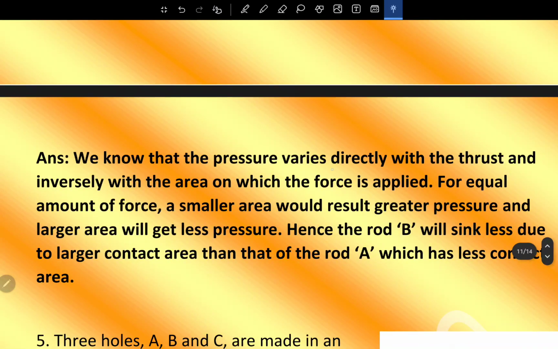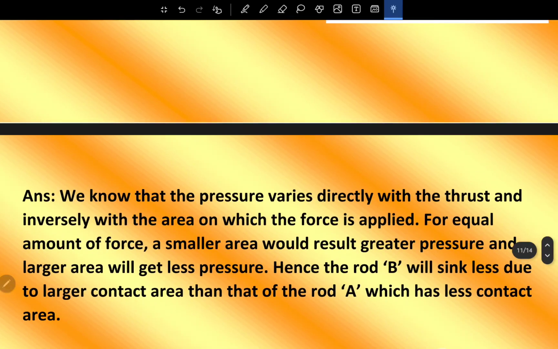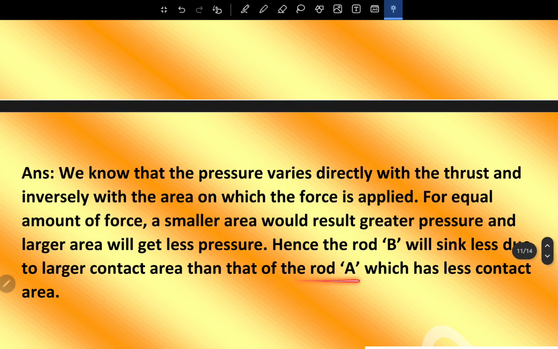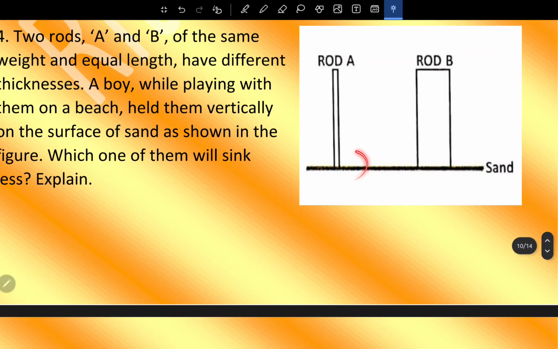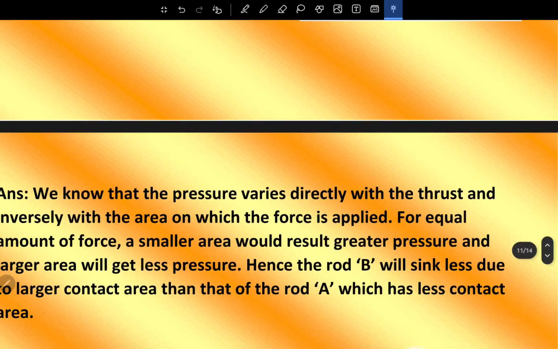We know that pressure varies directly with the thrust and inversely with the area on which the force is applied. For an equal amount of force, a smaller area results in greater pressure and a larger area gets less pressure. Hence rod B will sink less due to a larger contact area than rod A, which has less contact area. So you can see one has less contact area and one has more contact area, so it will sink.